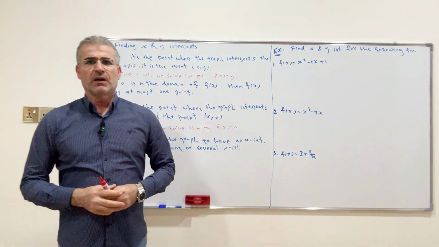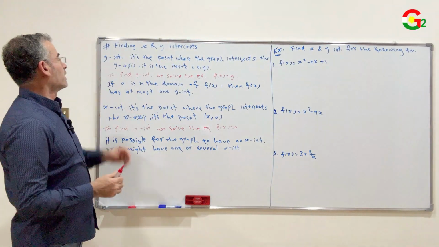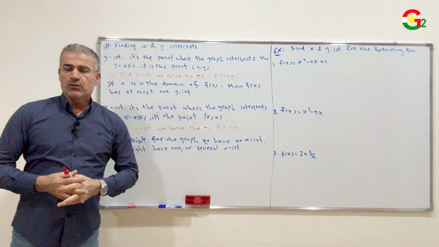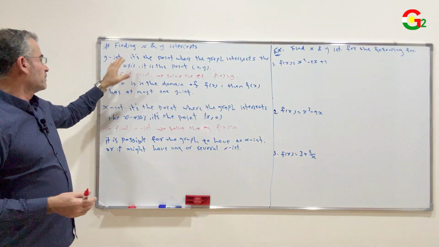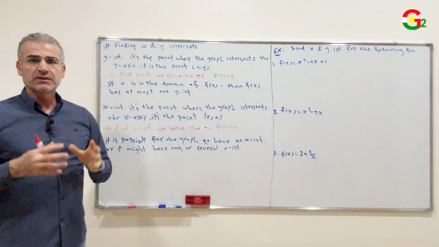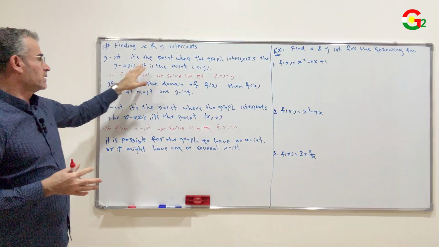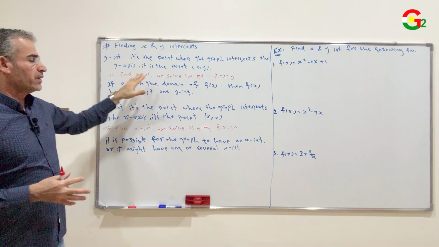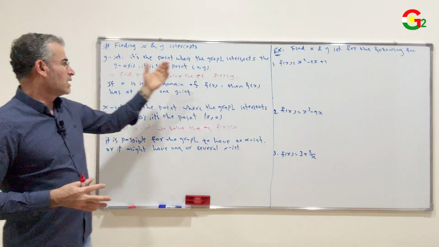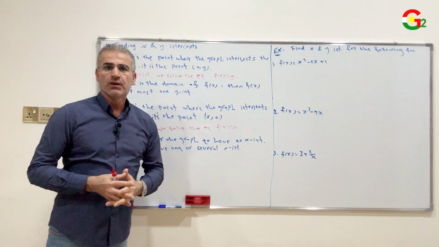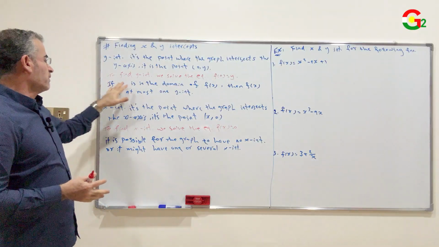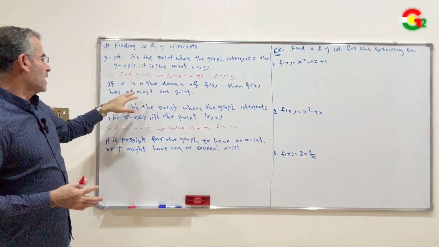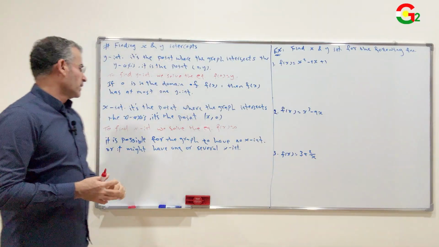Hello everyone, the headline of this tutorial is finding x and y intercepts. What is the y-intercept? The definition of y-intercept: it is the point where the graph intersects with the y-axis. It is the point with coordinates (0, y). To find the y-intercept, we set x equals 0 and solve the equation f(0) equals y. If 0 is in the domain of the function f(x), then there is at most one y-intercept.